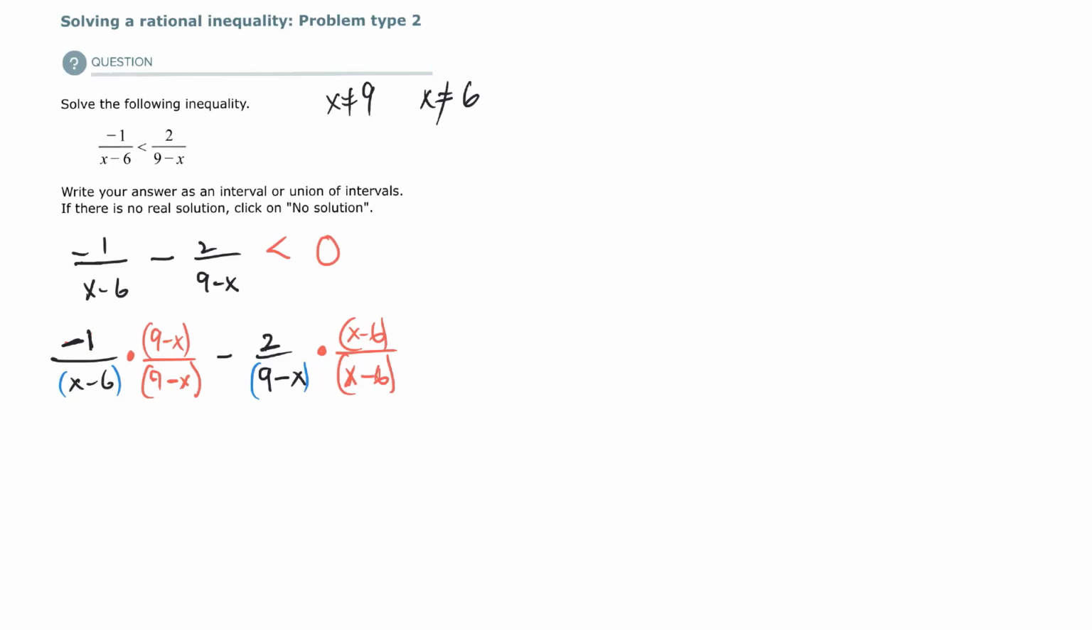Let's simplify this. We want to know if this is in fact less than 0. We have an x minus 9 here, minus parentheses 2x minus 12 here. Put this all over the common denominator, which is 9 minus x times the quantity x minus 6. Is this, in fact, less than 0? Let's find out.